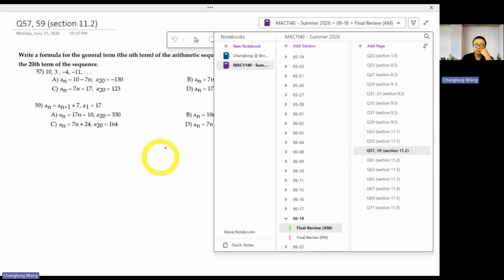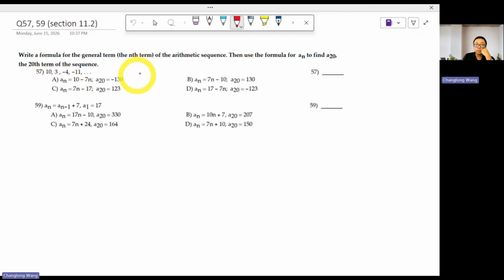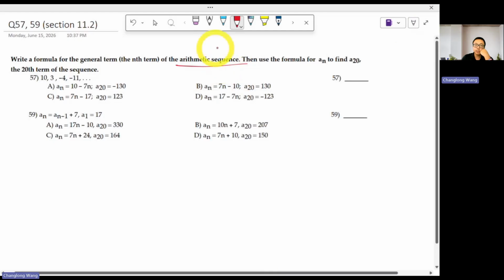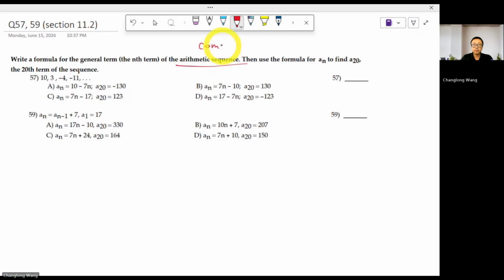Now moving on. Okay, arithmetic sequence. Find out the a sub n and a sub 20. So for an arithmetic sequence, what you really need to get correctly, and probably use to eliminate options, will be the common difference. And the letter we use is letter d.